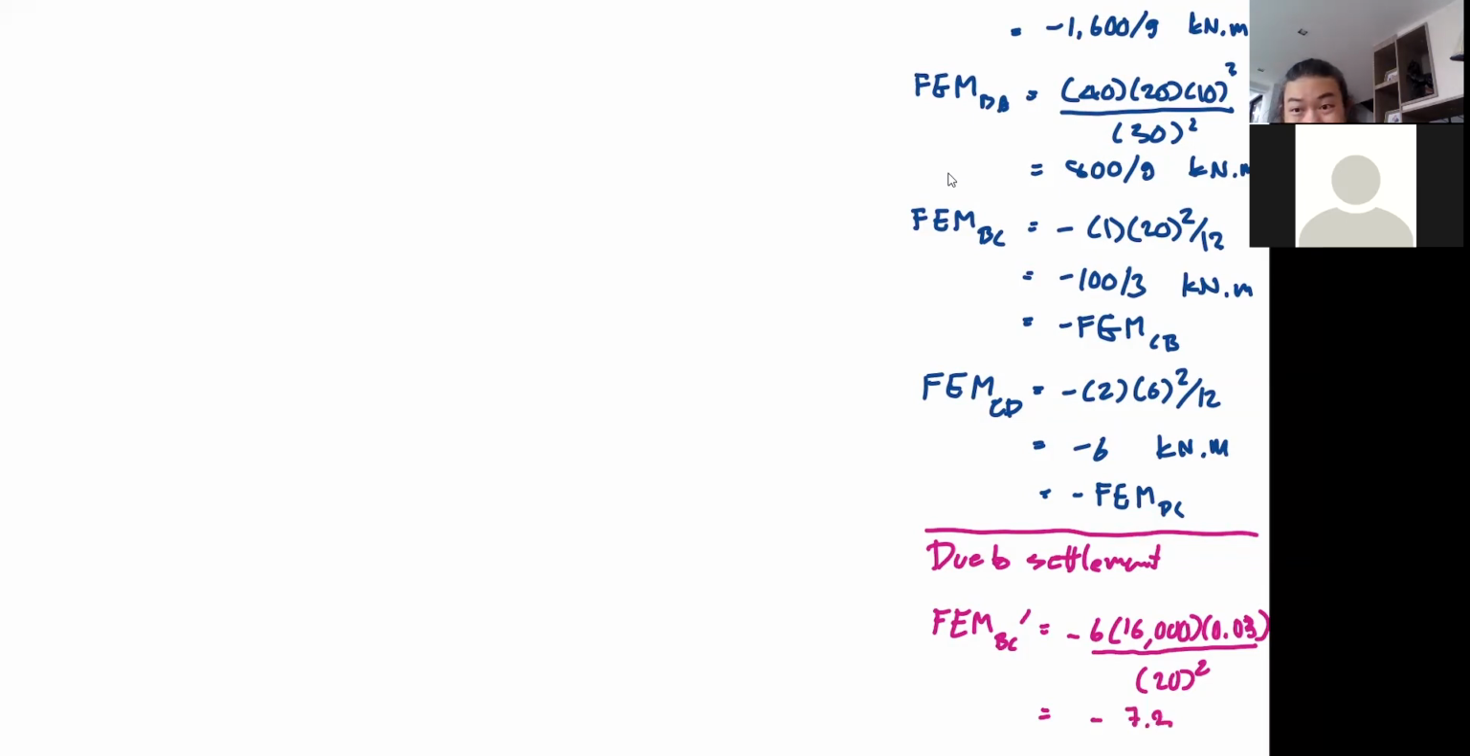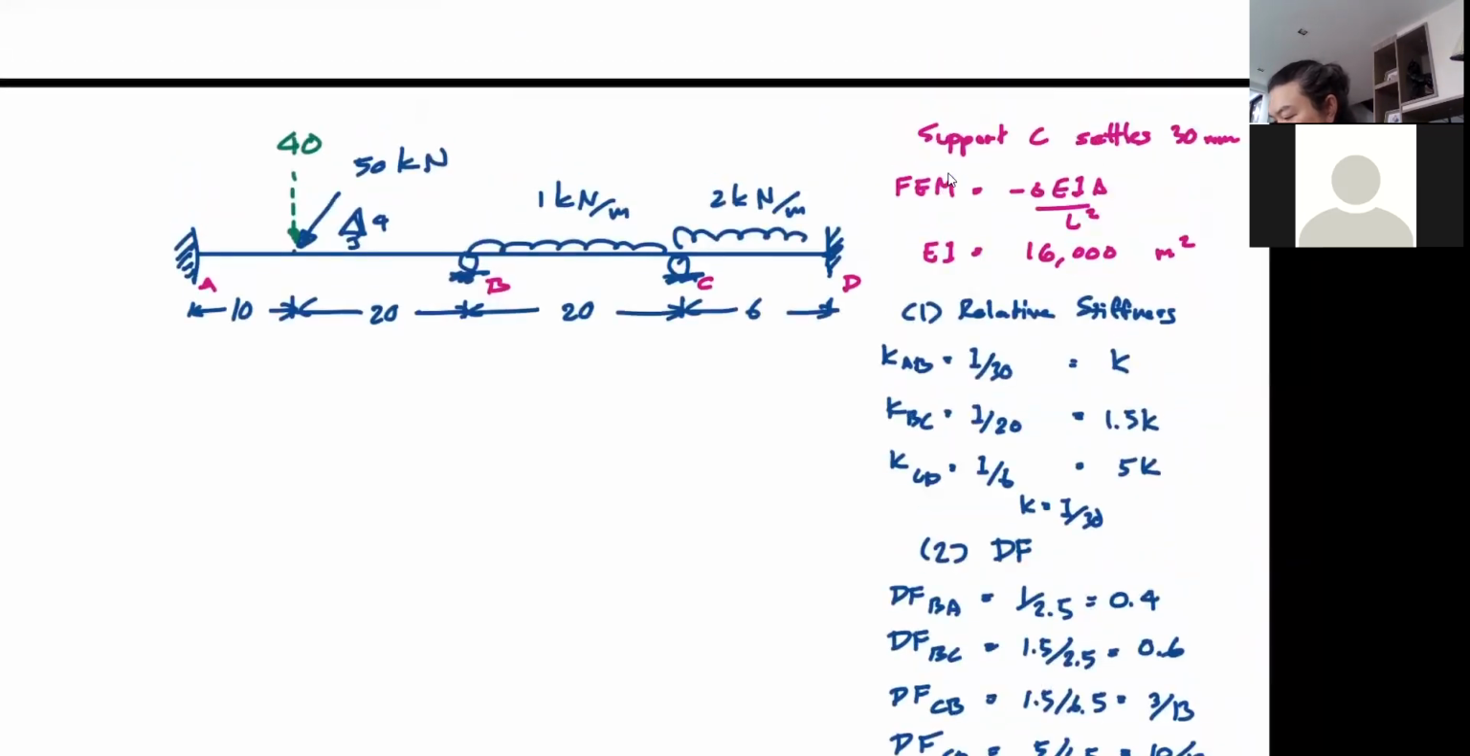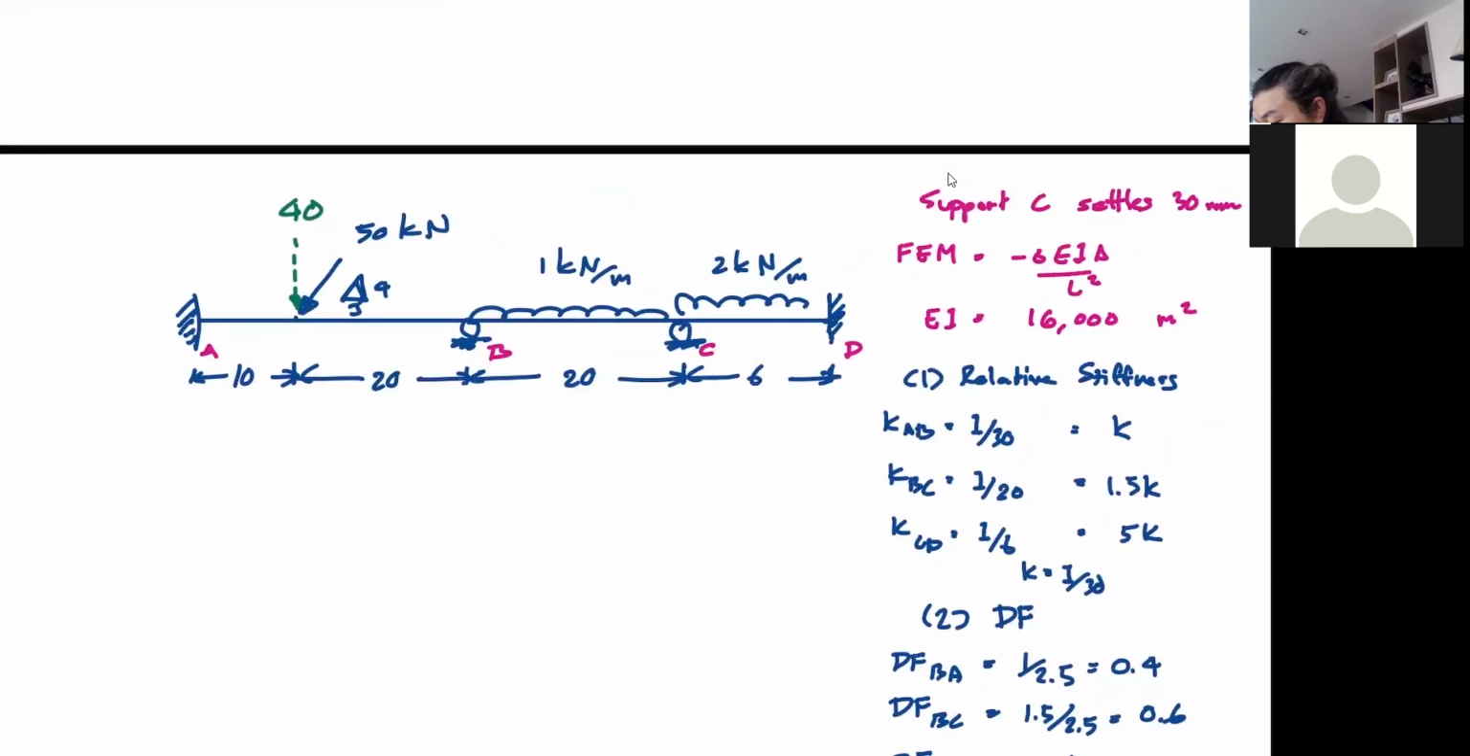Now FEMBC and CB will be equal, remember? Because now this one comes down, and your moment would want to resist the settlement, so they all go in the same direction. Whether it's positive or negative, you have to see how your member moves. Point C comes down, so your member BC is like this and you will have the negative moment, whereas member CD is like this, so for member CD it will be positive. Can you see that?